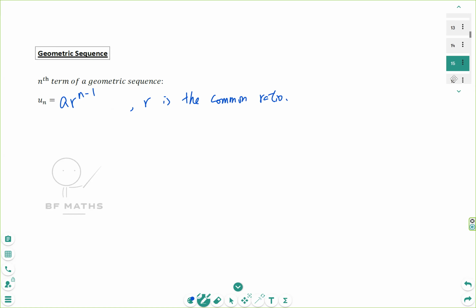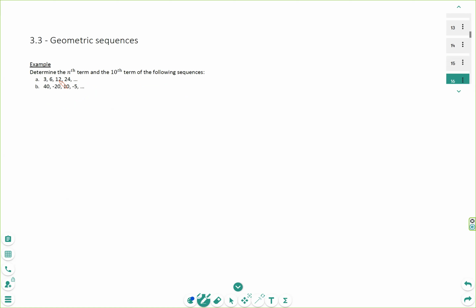Right, so example: determine the nth term and the 10th term of the following sequences. Easy peasy. This is a geometric sequence because we can see we multiply by 2 each time. So un equals ar to the power of n minus 1. We know a is the first term, 3. The ratio is 2 because we multiply by 2 each time, so 2 to the power of n minus 1.